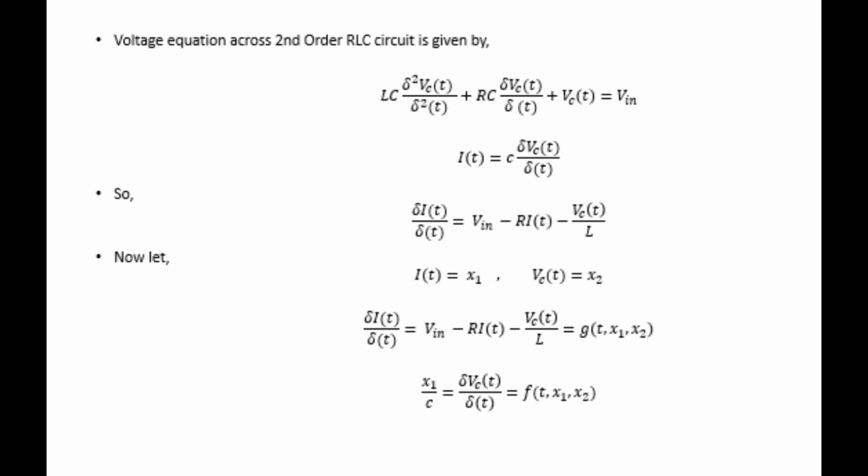Now I(t) is equal to x1 and VC(t) is equal to x2. After we do the substitution, we get the new equation, which is dI(t) over dt equal to Vin minus R times I(t) minus VC(t) over L, which is g of t, x1 and x2.